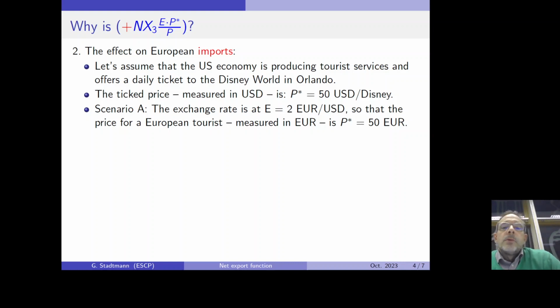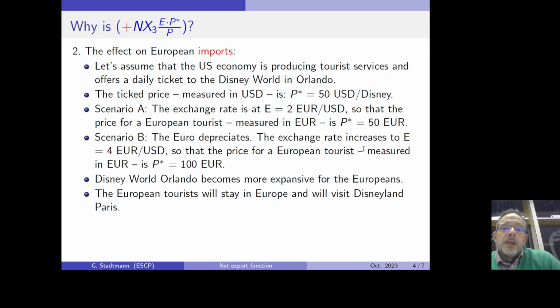In scenario A, we once more assume that the exchange rate is at 2 euros per US dollar, so that the price for a European tourist measured in euros is equal to 50 euros per day in Disney World. In scenario B, once more, the euro depreciates and the exchange rate increases to the level of 4 euros per US dollar, so that the price for a European tourist measured in euros is equal to 100 euros per day in Disney World.